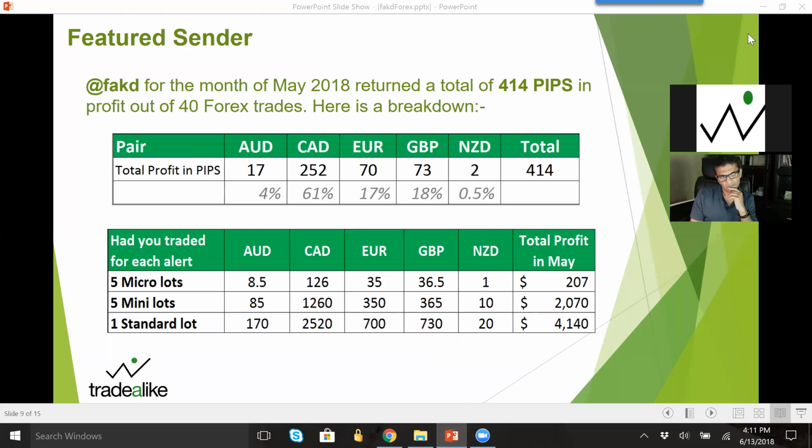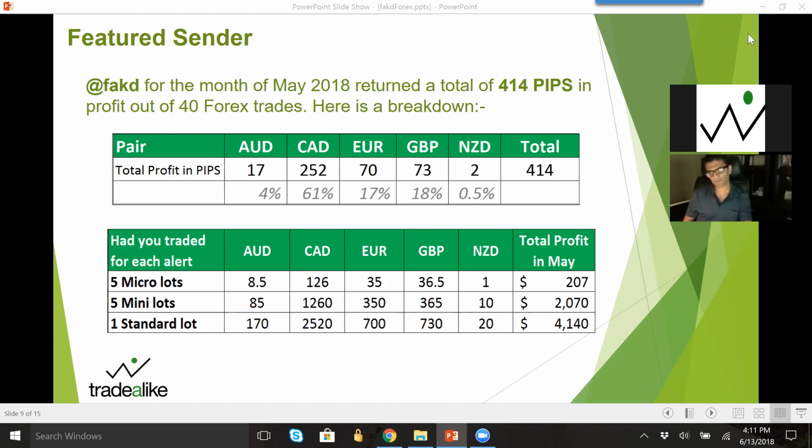It looks like 60% of your profits came from that pair, right? I'm not surprised, because I do trade a lot more in USD CAD, and it gives me a lot more opportunity during the daytime, because it moves quite a bit in both directions. So you get multiple opportunities to get into a trade. That's one of the reasons that I like to trade it so much more.